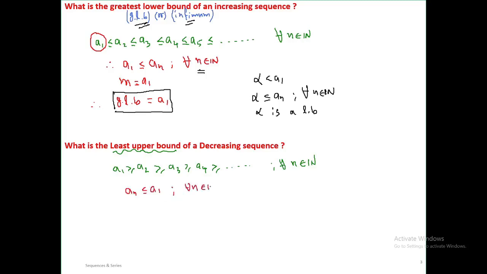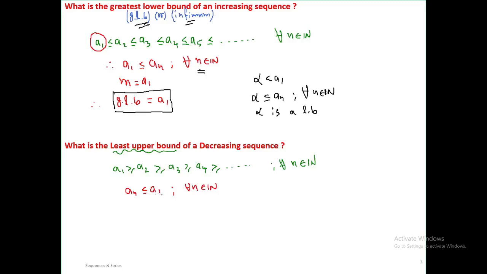So for all n belongs to the natural number set, let us substitute n is 1: a1 less than or equal to a1, true. n is 2: a2 less than or equal to a1, obviously true from here. n is 3: a3 less than or equal to a1, yes, true. So the first term will be the highest term. Therefore, that will be an upper bound.